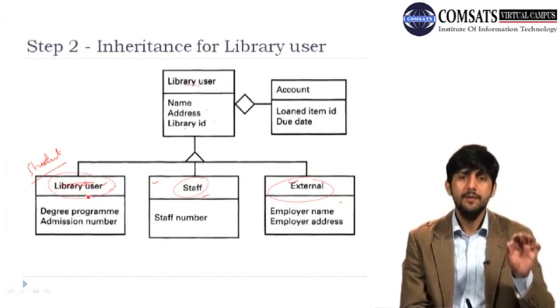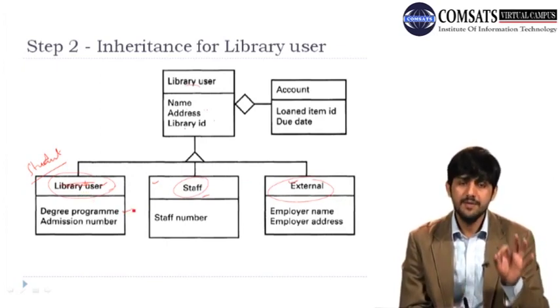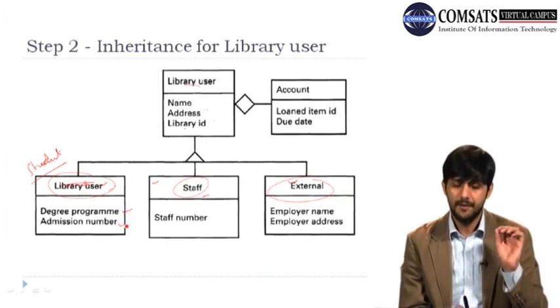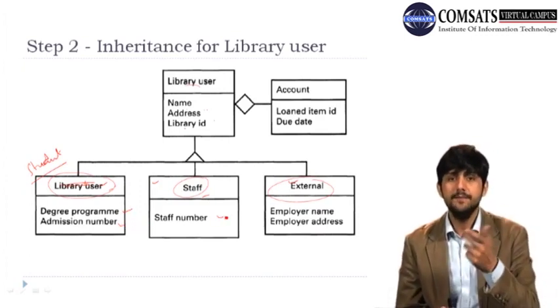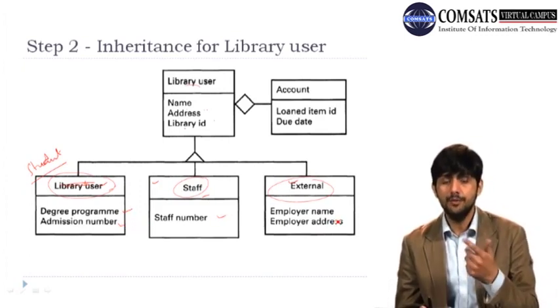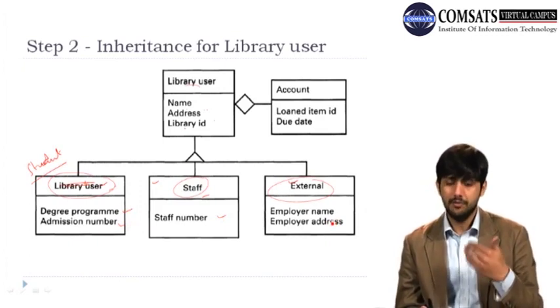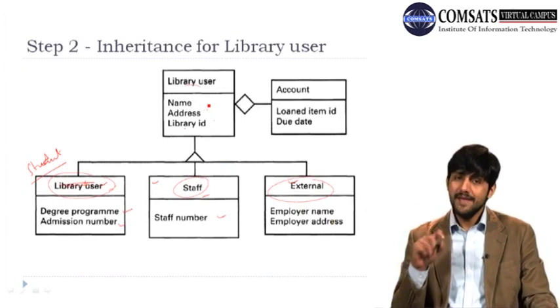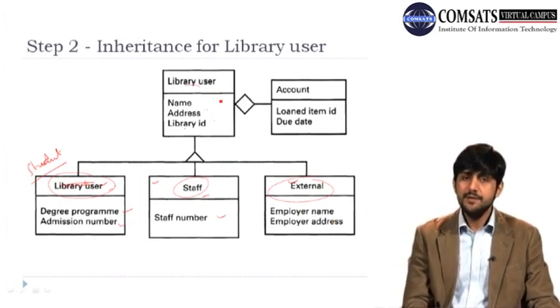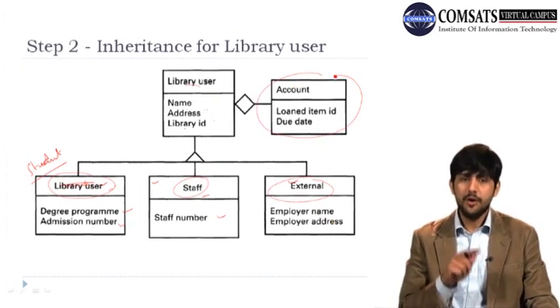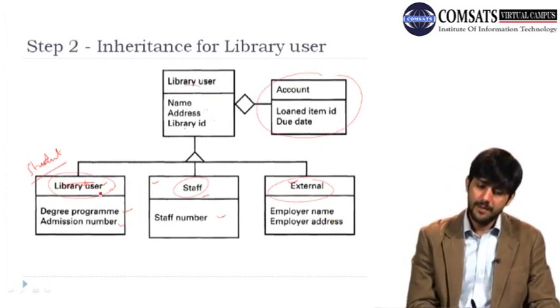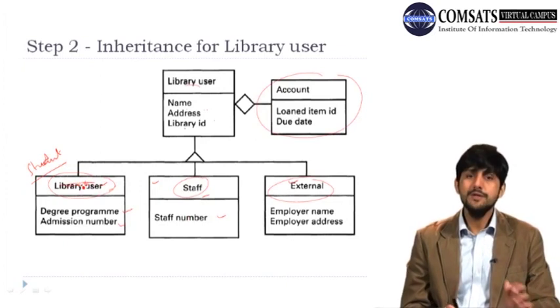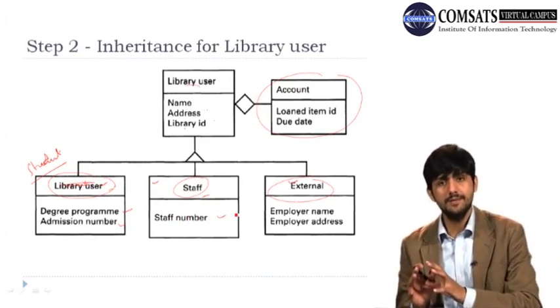Because for a student, we need to know the degree program in which he is registered and his admission number. For a staff, we want to know his staff number. And for an external user, we want to know the employer name or employer address as well. And because this library user means that for each of these users, we are going to maintain this account, these classes also inherit those associations as well.